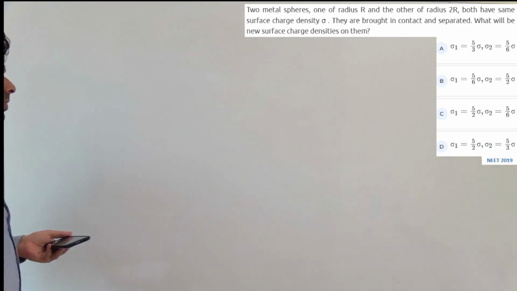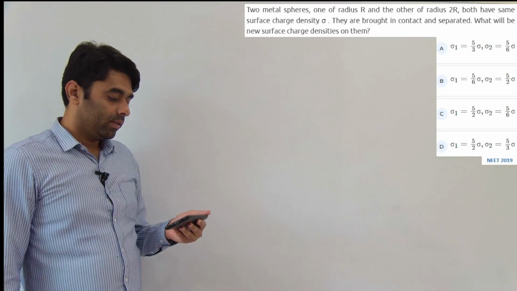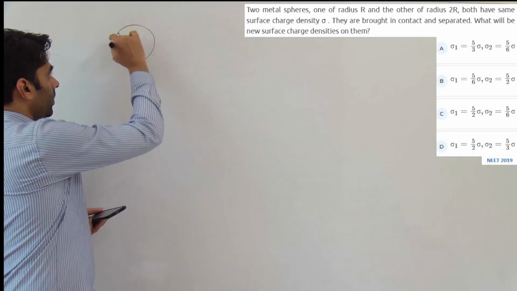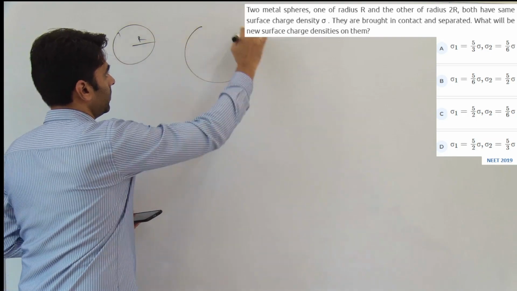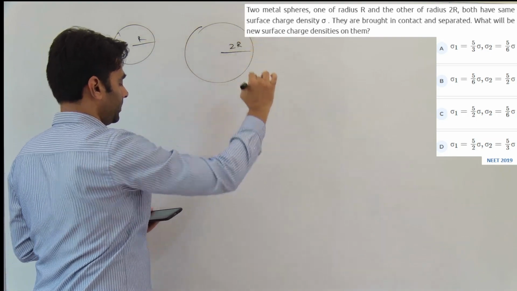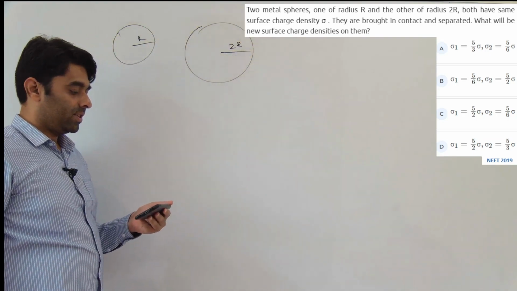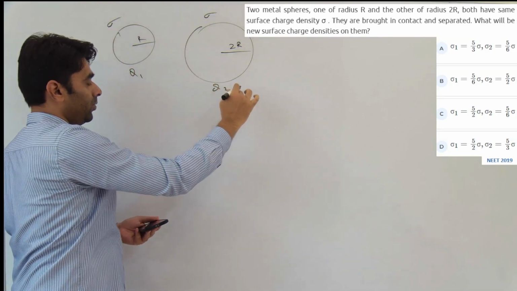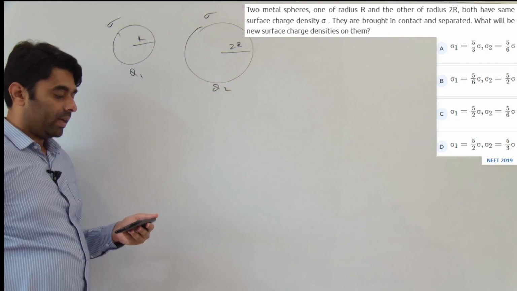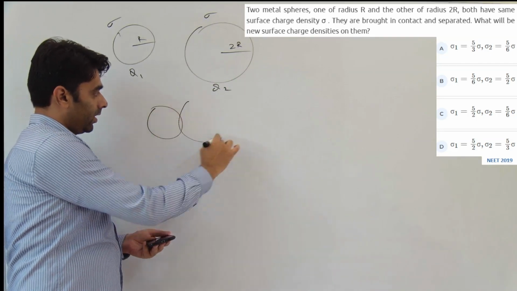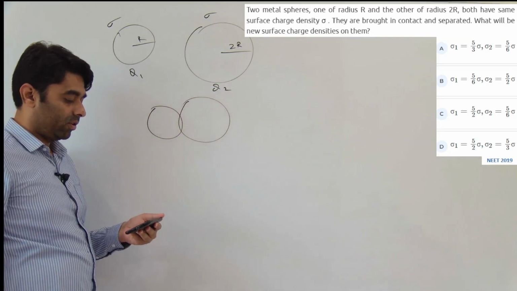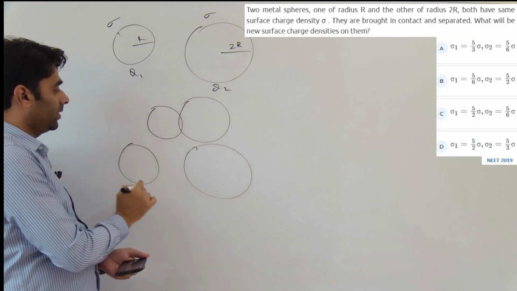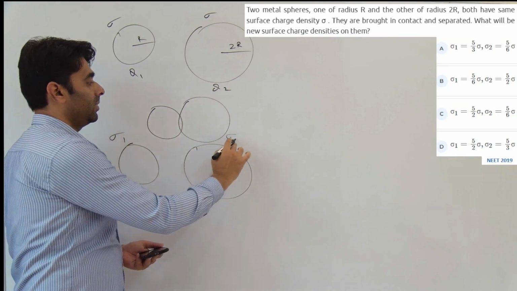Yeah. So our question says two metal spheres, one of radius r and other of radius 2r. Both have same surface charge density, sigma and sigma. Let's say charges are q1 and q2. They are brought in contact and separated. What will be the new surface charge densities when they are separated again? Sigma 1 and sigma 2.